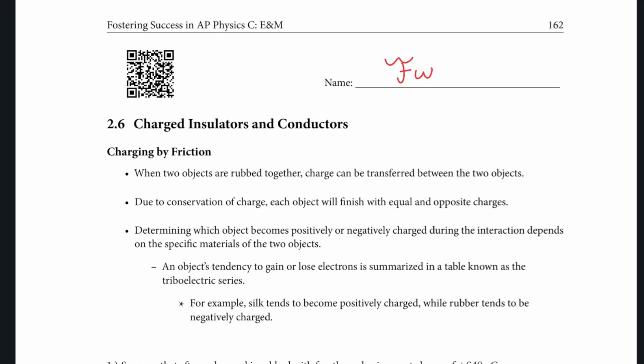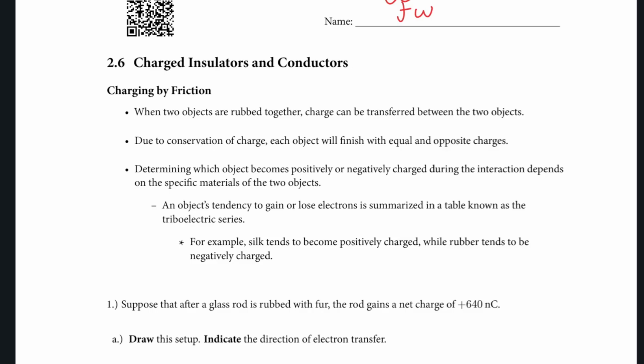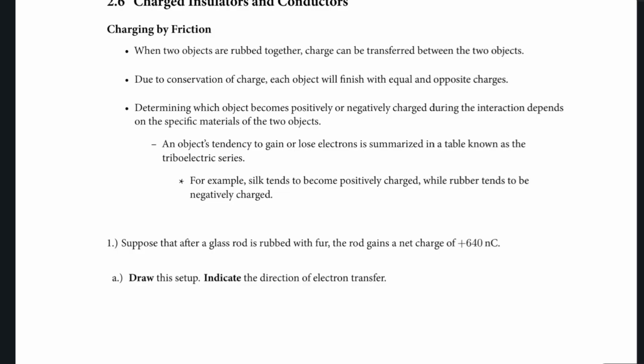All right. We'll finish electrostatics today, at least the algebra-based parts, by discussing charging and how electric fields interact with matter. So, the most straightforward method of charging is charging by friction, where if two objects are rubbed together, you get a transfer of charge. And due to conservation of charge, each object will finish with equal and opposite charges, because all the electrons that are transferred from one object go to the other, so it's an equal exchange.